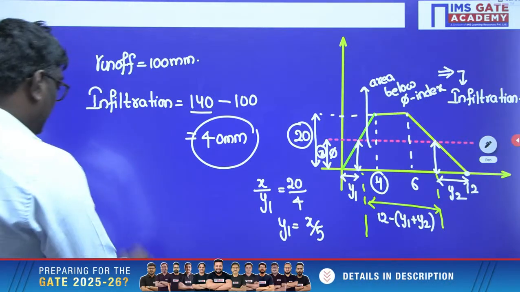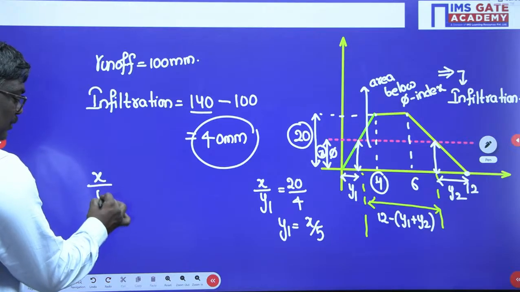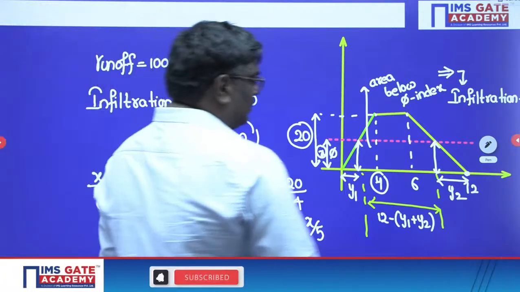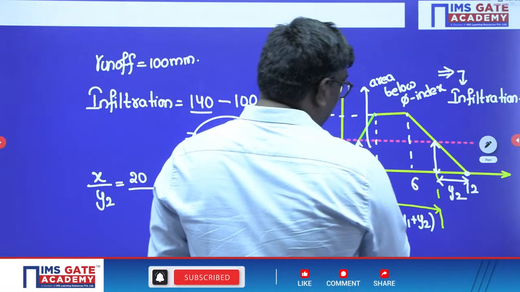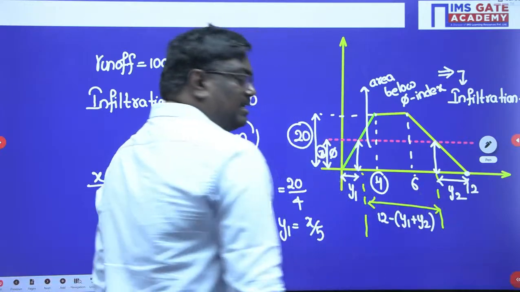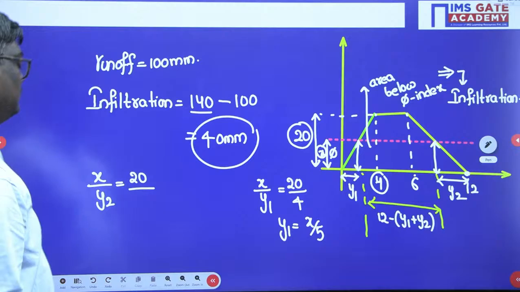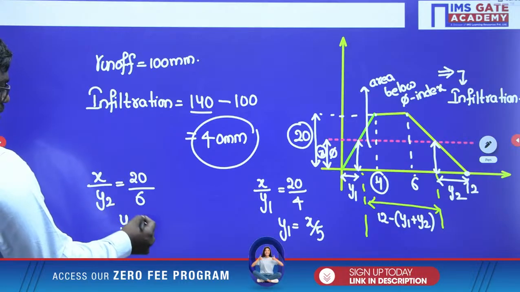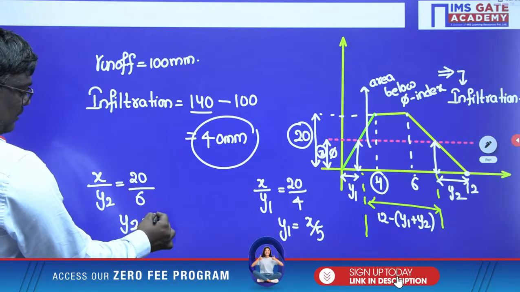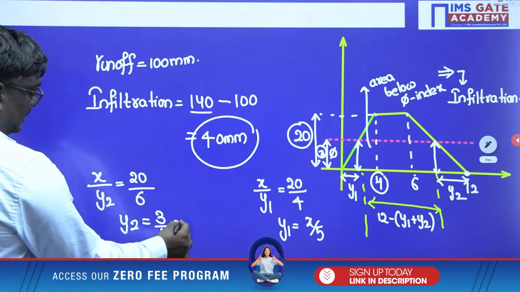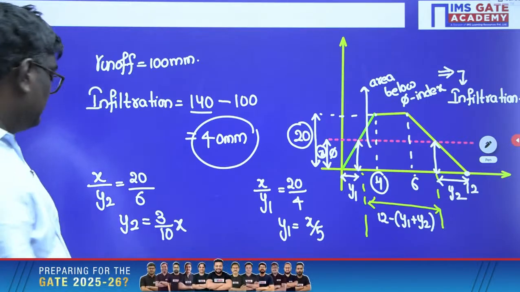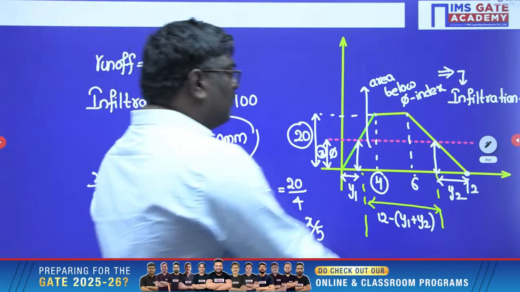Now see, students, similarly, x by y2 is equal to 20 divided by, what is the value from here to here? From here to here it is 6. So from the other distance also it will be equal to 6. So y2 is equal to how much? Y2 is equal to 3 by 10x. Agree? Now we have to find out the area.